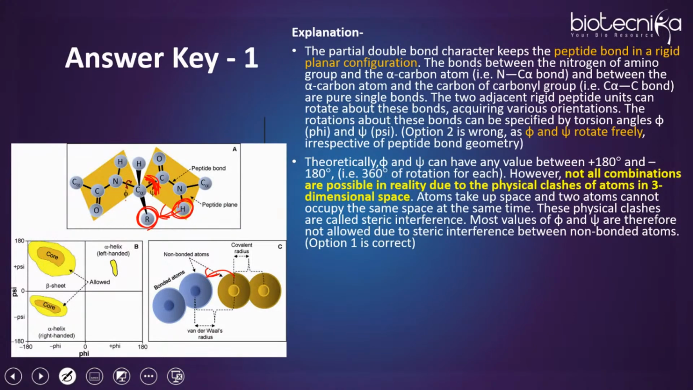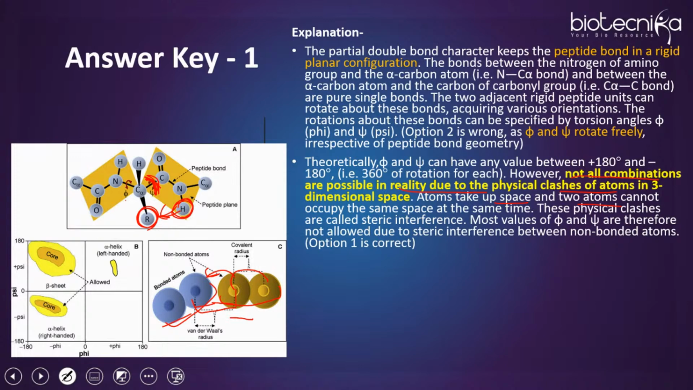I hope you understand: when some atoms are bonded, there are their covalent radii, but there is also their van der Waals radius. If they are too close to each other, their van der Waals radii will lead to repulsion. They cannot be present. So basically, not all combinations are possible in reality. Simple logic: there will be a physical clash of atoms in 3D space. Atoms take up some space, and two atoms cannot occupy the same space.